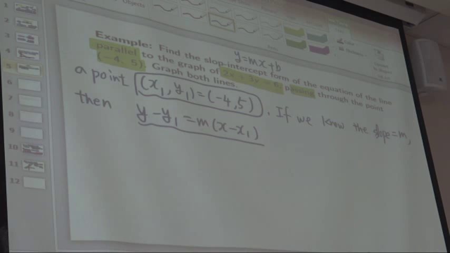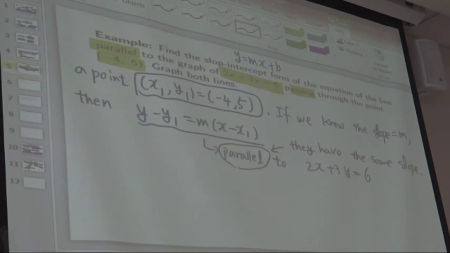So we need to figure out the slope m, right? To figure out the slope m, we have to use the given information. This line is parallel to 2x plus 3y is equal to 6. Parallel means they have the same slope. Two parallel lines are just side by side, in the same direction, so they have the same steepness, which is the same slope.